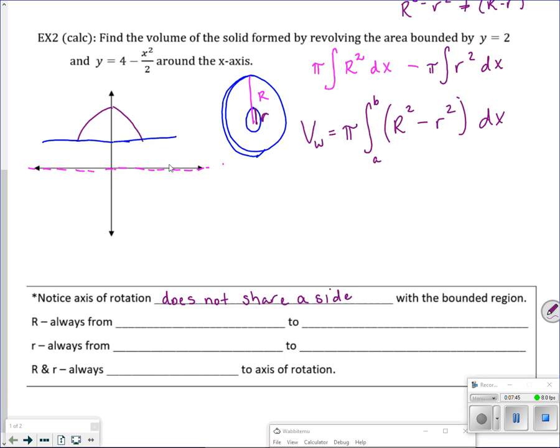With the bounded region, you have that hole, okay? It has to share a side. It might share a point, but it does not share a side. Now, big R is the same thing as we did yesterday. Big R is always from the axis of rotation to the outer part of the solid.